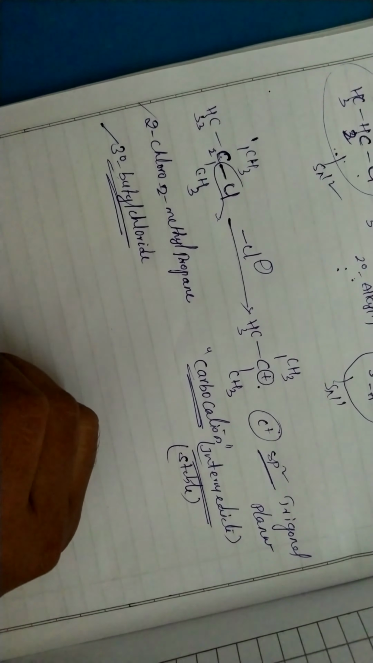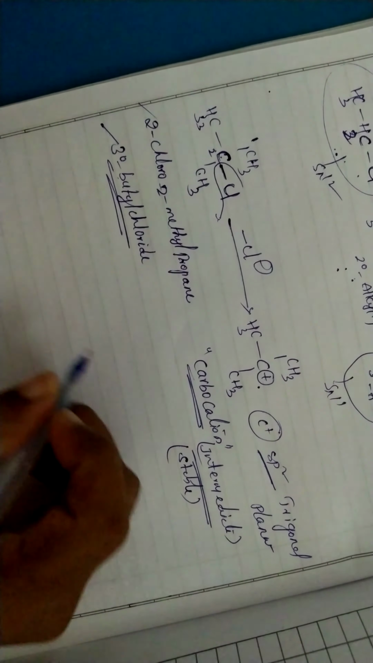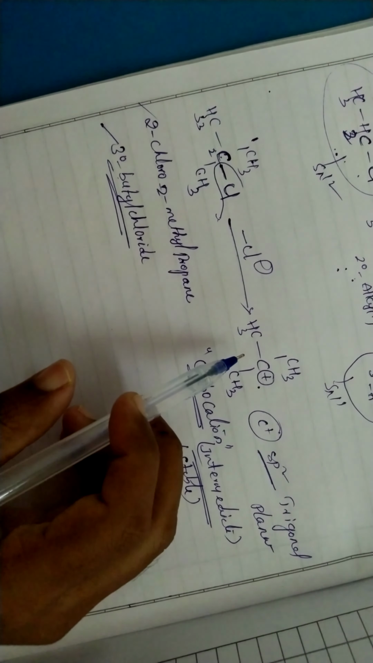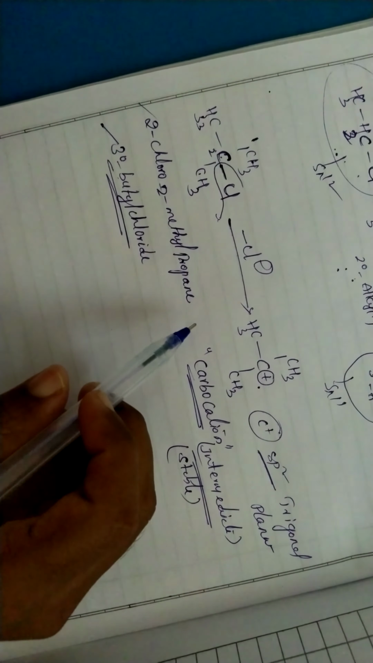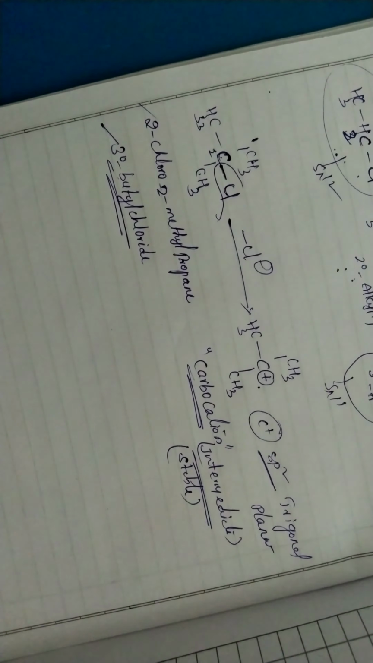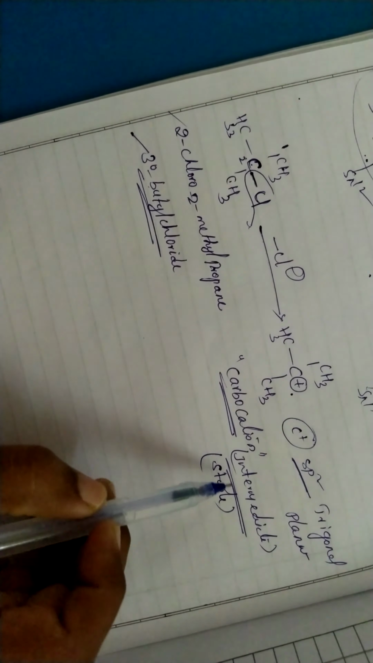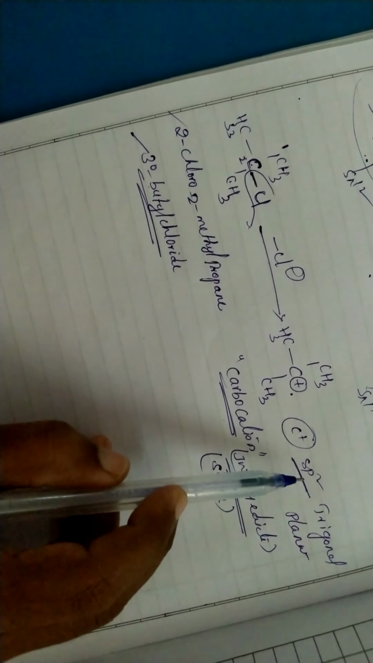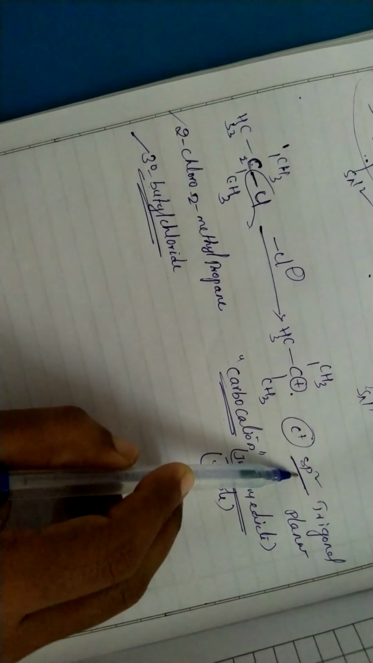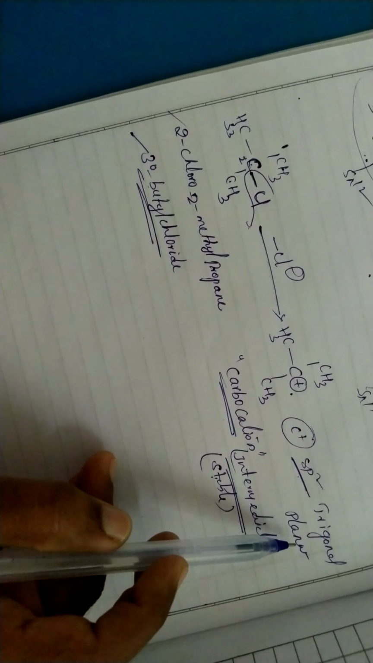In first semester we discussed the inductive effect, and the stability of carbocations. Generally tertiary carbocations are more stable than secondary, and secondary carbocations are more stable than primary. Why? Because of the plus I groups, or with the help of hyperconjugation we can also explain the stability of tertiary carbocations. These are studied under the first semester topics. So here we are getting the stable intermediate, that is the carbocation. C plus is nothing but a carbocation, with sp2 hybridization and trigonal planar shape.